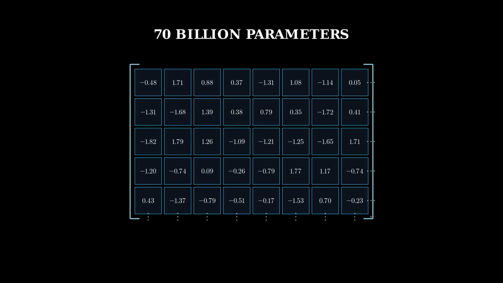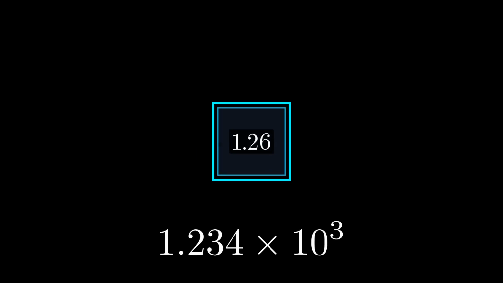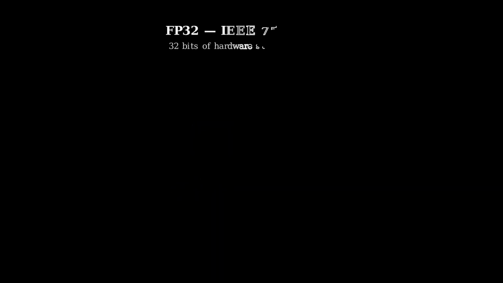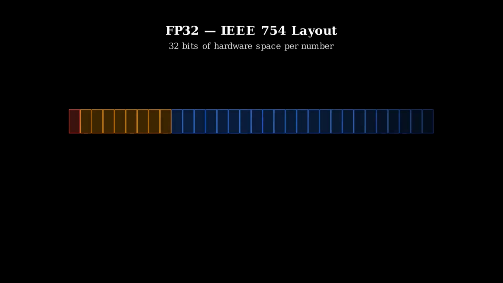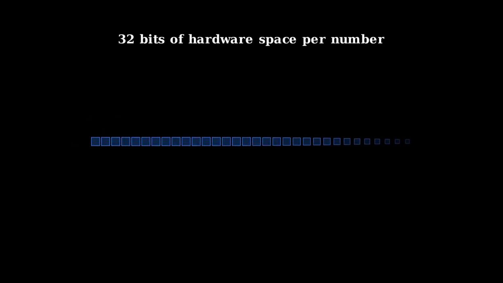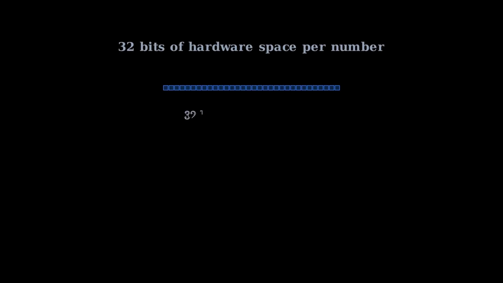By default, computers store these numbers using a format called FP32, or 32-bit floating point. Think of it like scientific notation, but in binary. Under the hood, IEEE standards allocate 1 bit for the sign, 8 bits for the exponent power, and 23 bits for precision. That's 32 bits of physical hardware space for every single number.